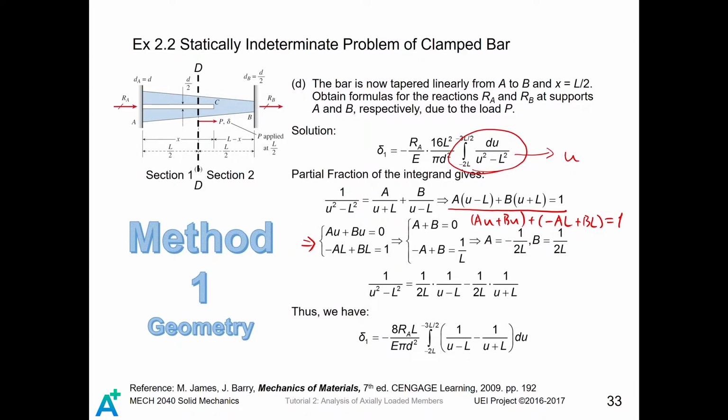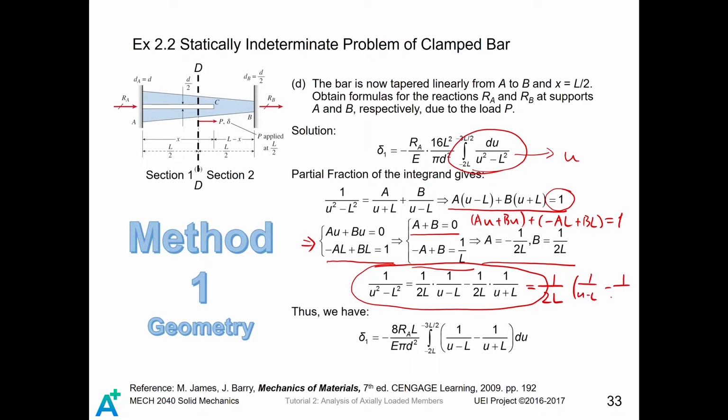That means the coefficient of u, which is a plus b, equals 0, while the constant 1 equals minus aL plus bL, which implies that minus a plus b equals 1 over L. Then we can solve the system in this way. Eventually, we can write 1 over u squared minus L squared equals 1 over 2L times 1 over u minus L minus 1 over 2L times 1 over u plus L, which equals 1 over 2L times (1 over u minus L minus 1 over u plus L).